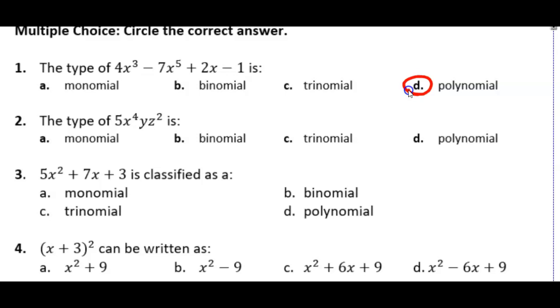What about number 2? I think that's a binomial. No, it's mono. Why? Because it's not adding. There's no plus or minus sign, so that's a monomial.